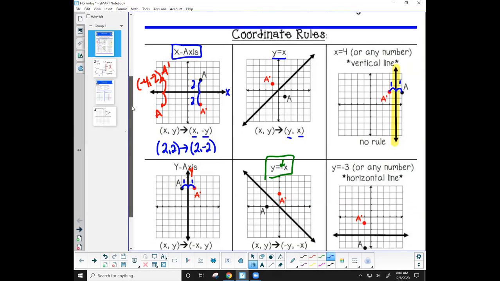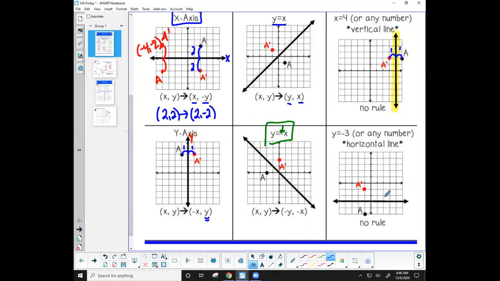If we have a horizontal line, we have a horizontal line here. Okay, so I have the y equals -3. Here's my point. I am 2 steps away from that line of reflection. So I need to go 2 steps in the opposite direction to find my coordinate. Okay, so this is what reflecting over any line looks like.